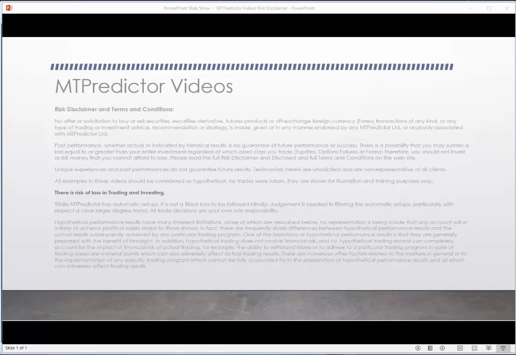But before we get to that, we have to look at our risk disclaimer and remind you that all examples in these videos should be considered as hypothetical. No trades are actually taken, they're just shown for illustration and trading purposes only. Remind you there's a risk of loss in trading and investing, or put another way, all professional traders know and understand, but more importantly accept, that losses can and do unfold. No matter what approach you use, there will always be losing trades.